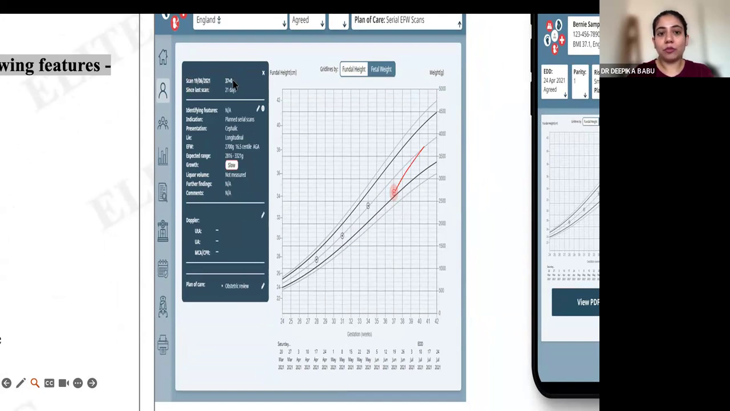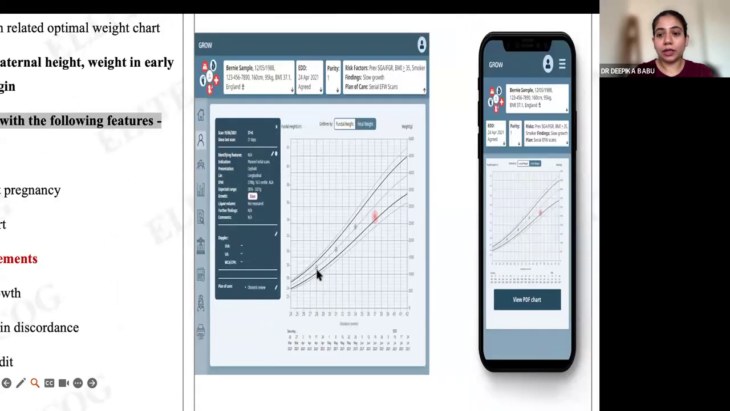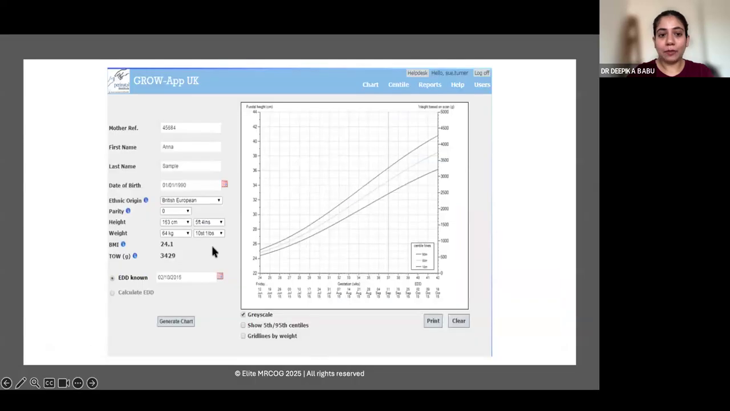So you can just look at how many weeks. And the growth is low here because it has fallen. So she will be monitored under serial growth scans. This is what the GROW 2.0 charts are, that you should be familiar with, the lines and everything. It is available in the mobile app as well.